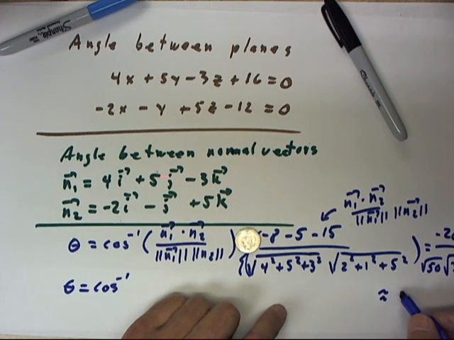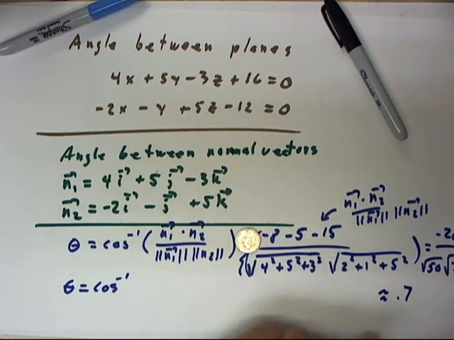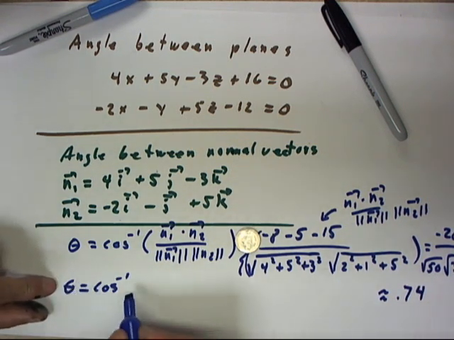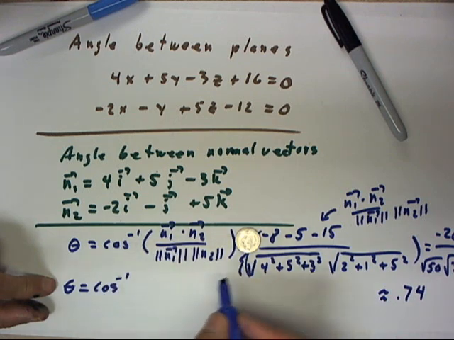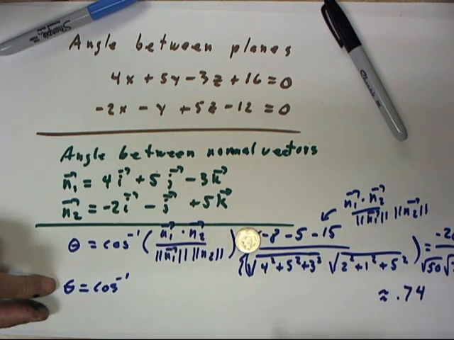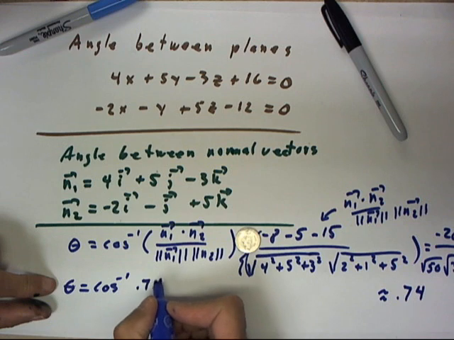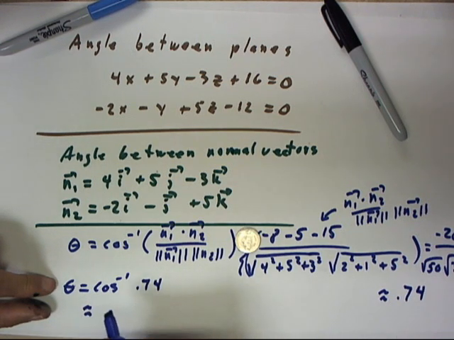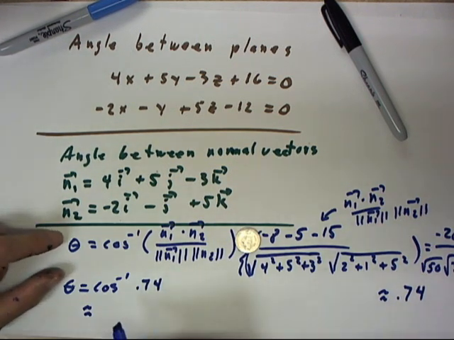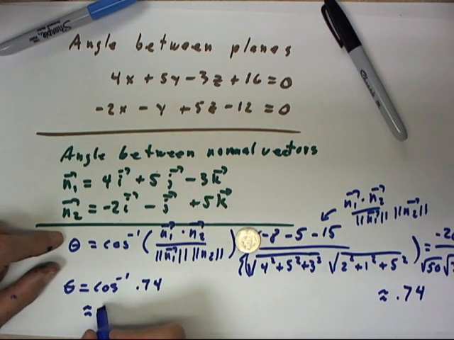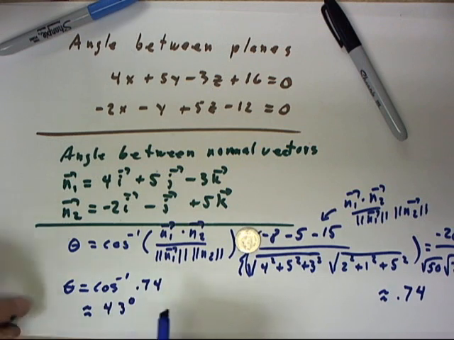So we're going to say that's about 0.7. Okay, actually maybe a little bigger than 0.7, 0.74. You can work that out. Okay, so theta is the inverse cosine of this. This is this. So it's the inverse cosine of 0.74. And that's going to be a little less than 45 degrees. I'll say that's probably equal to about 43 or 44 degrees.